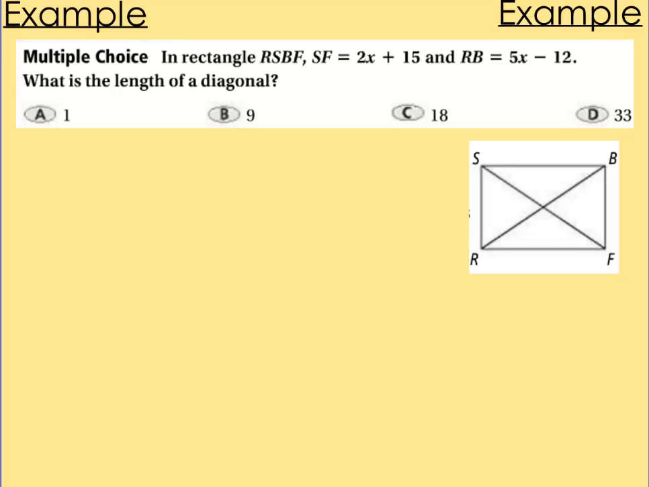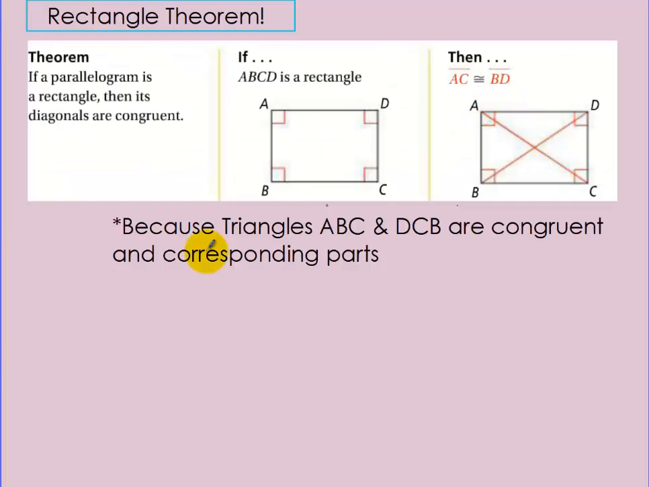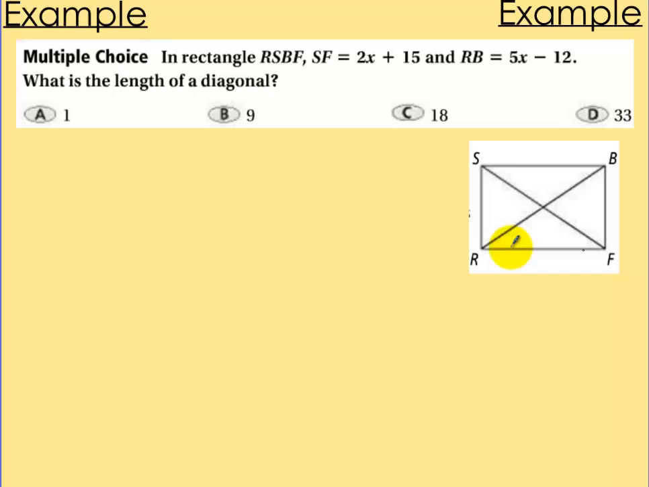Next one. Pause the video. In the rectangle RSBF, SF equals 2x plus 15, and RB equals 5x minus 12. What's the length of the diagonal? Well, we know this is a rectangle, and from that theorem, all the diagonals are congruent. So if those diagonals have to be congruent, I can set those expressions equal to each other.